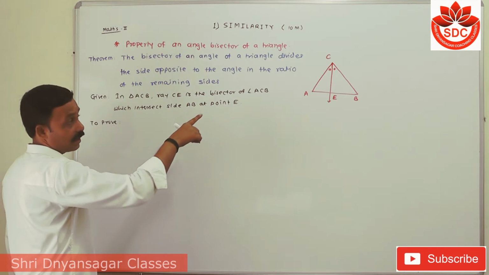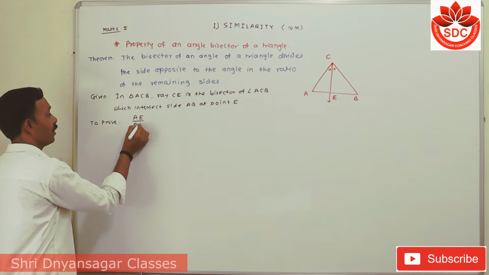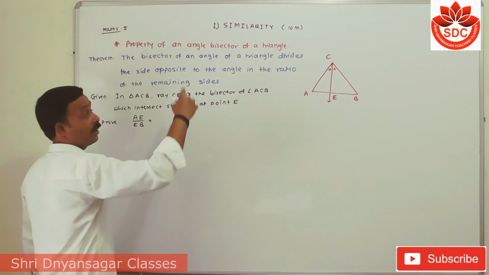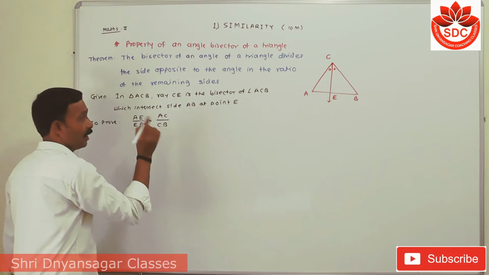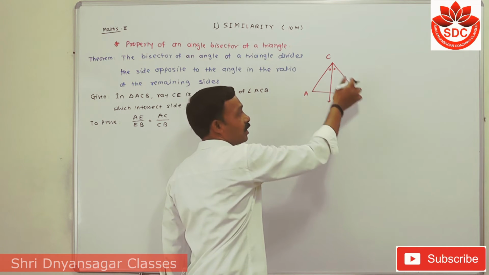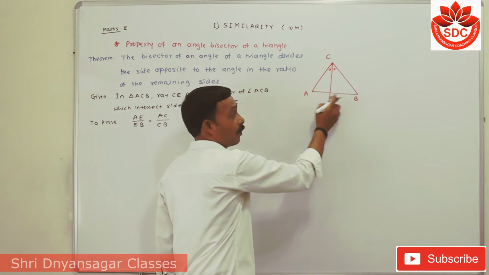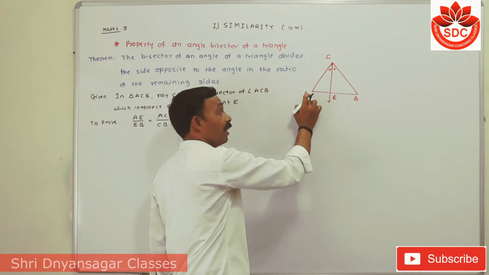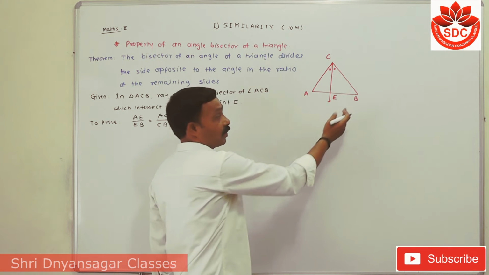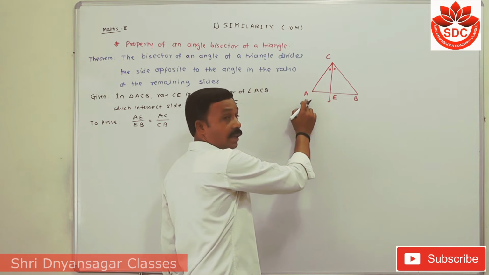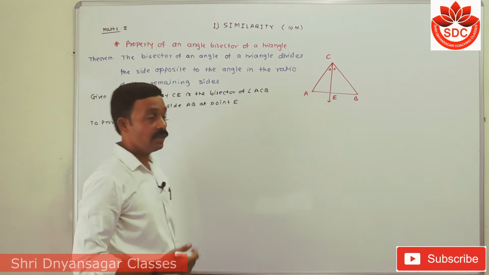this angle bisector divides the opposite side, which means that AE upon EB is equal to the remaining side ratio AC upon CB. Here you can also write CA upon CB, but I always take it so that when we start from point A, it is AE upon EB, then take AC upon CB. Or if you take the ratio BE upon EA, then start from point B, BC upon CA, as you learned.